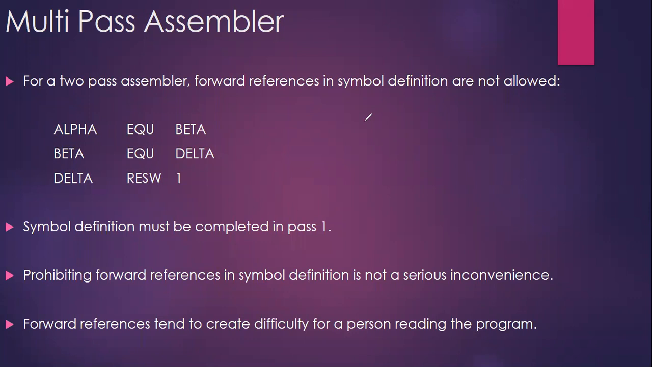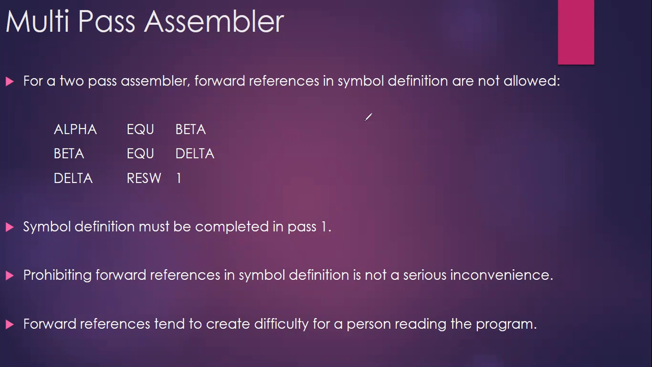To avoid this, some restriction we can impose on the user, like simple definitions must be completed in pass one. Whatever definition we provide, the symbol value should be identified in pass one itself. So we are restricting that it should not enter pass two.